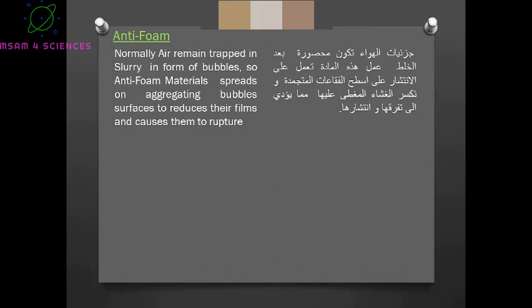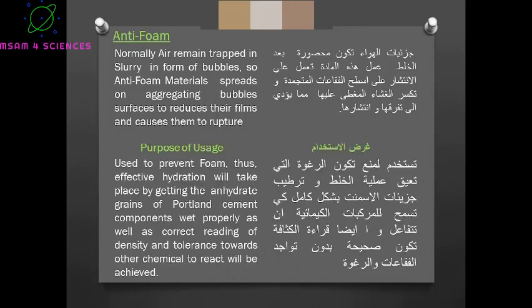Anti-foam. Normally air remains trapped in slurry in the form of bubbles. So anti-foam materials spread on aggregation bubbles surfaces to reduce their films and cause them to rupture. The application of this product is used to prevent foam. Therefore, effective hydration will take place by getting the unhydrated grains of Portland cement components wet properly. Also, it will make us capable of reading the correct or the exact density, and also it will make the slurry more tolerant towards other chemicals in order to let them react.